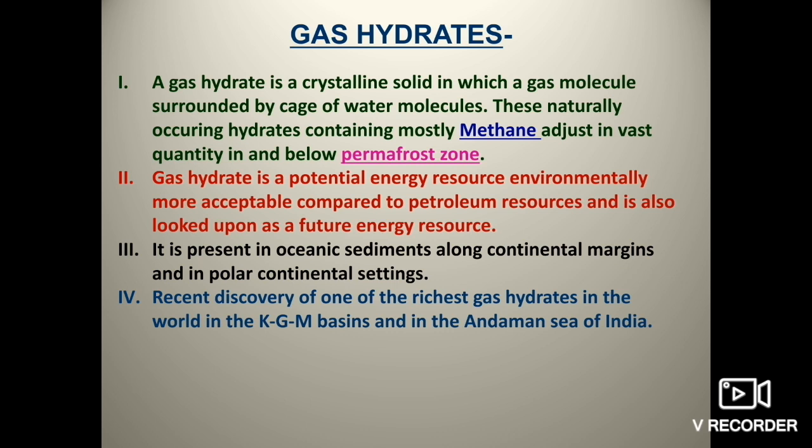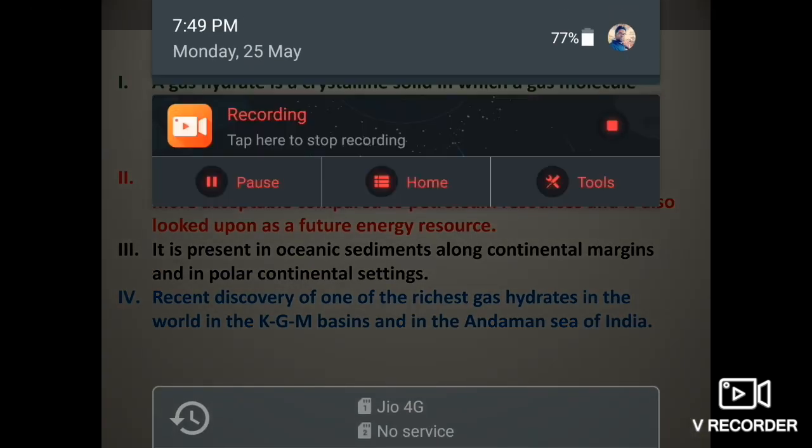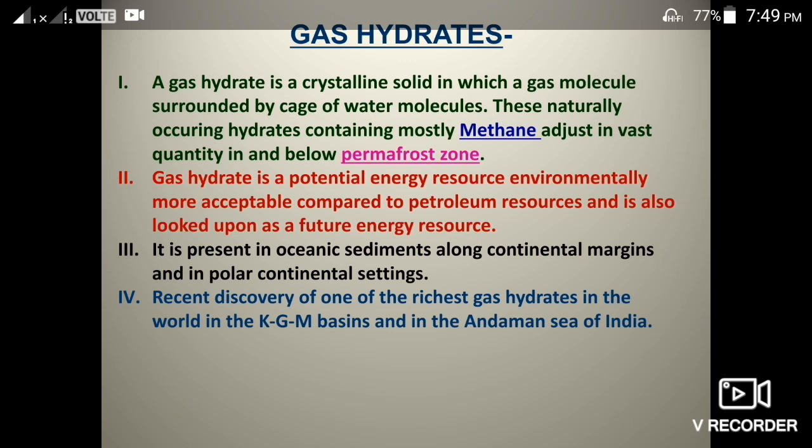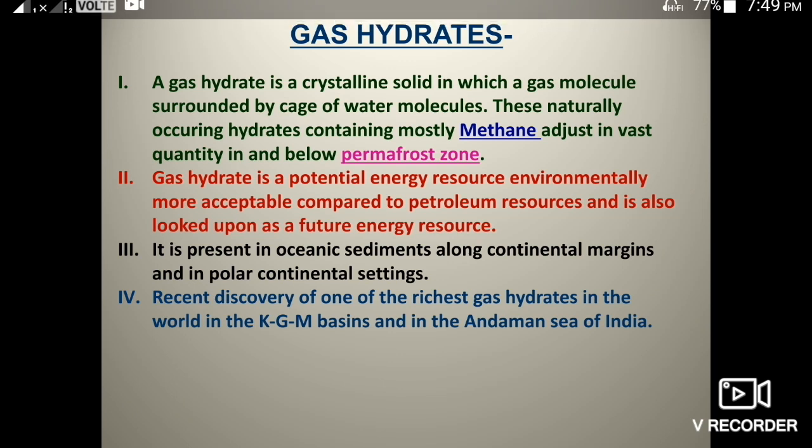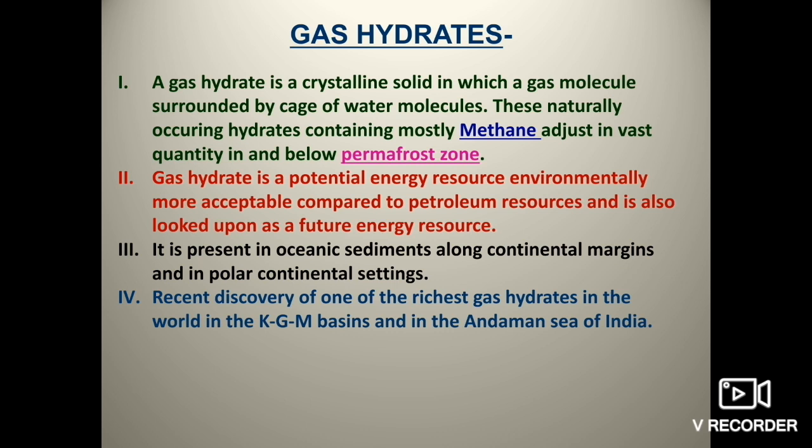As written here, gas hydrate is a potential energy resource, environmentally more acceptable compared to petroleum resources, and is also looked upon as the future energy resource, because it is less polluting, and it is present in ocean sediments along the continental margin and in the polar continental settings. So their occurrence is very broad in the oceanic sediments as well as along the continental margin and in the polar continental settings.